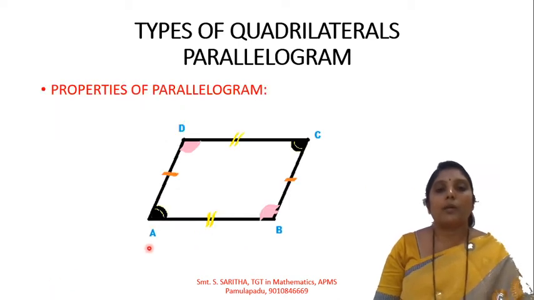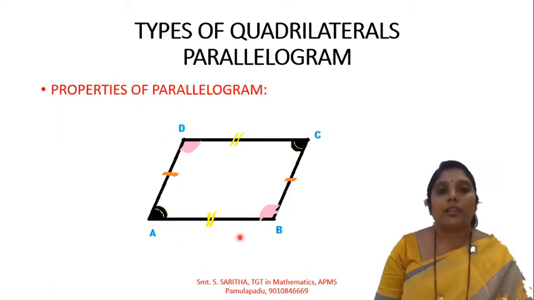Next, about the properties of a parallelogram. In a parallelogram, opposite sides are equal. AB is equal to CD and BC is equal to AD. Also, when you see about the angles, the opposite angles in a parallelogram are equal. Angle A is equal to angle C, angle B is equal to angle D.